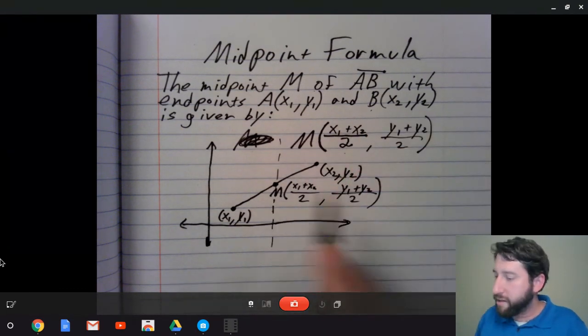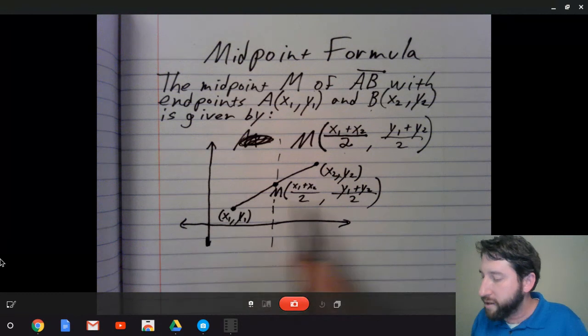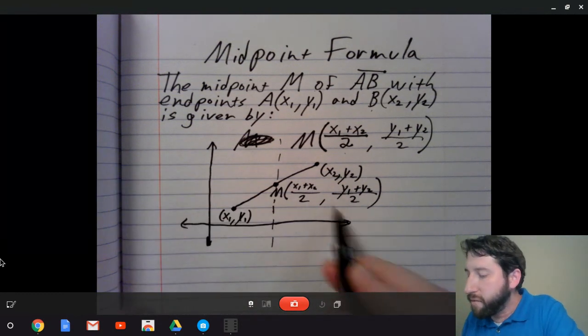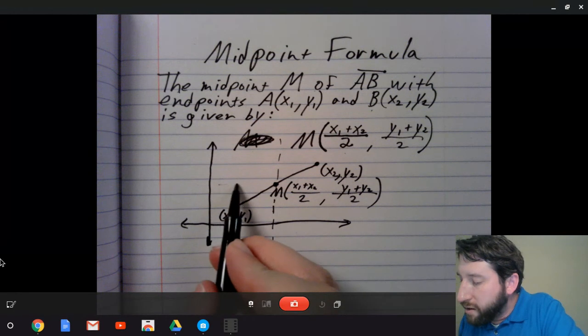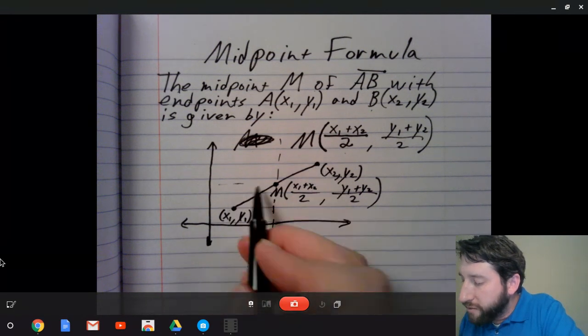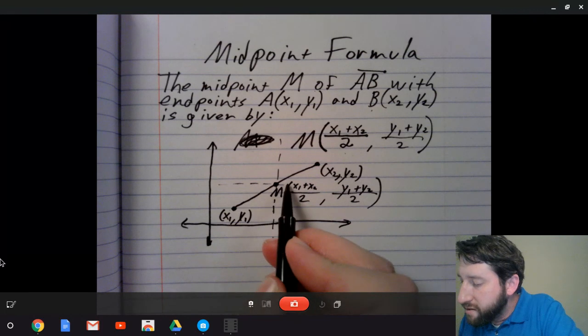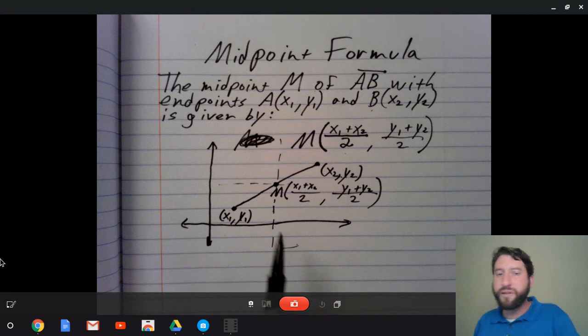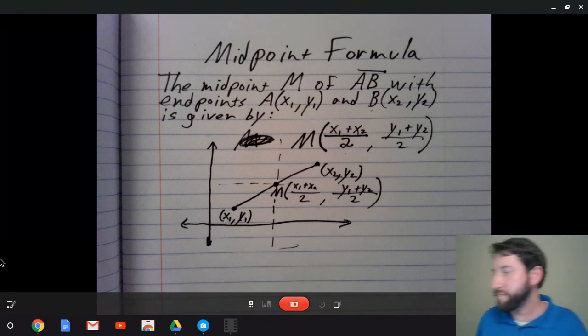Now I have to narrow it down with the y's. Y is going to tell me how far up or down. So what's the average of the y's? Well, the average of the y's, y2 and y1, is going to go right through the center. And wherever these two crisscross, that's our midpoint. So that's where you get the midpoint formula.